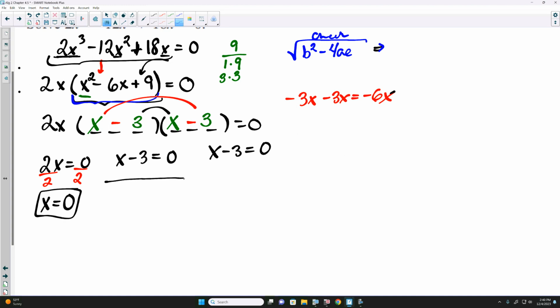Let's look at the x minus 3 here. If we're solving it, we would add 3 to both sides. Our negative 3 plus 3 would cancel. 0 plus 3 is 3. So x is equal to 3. In our last one, we would add 3 to both sides. So x is 3. So the solutions for this here are 0, 3, and 3.